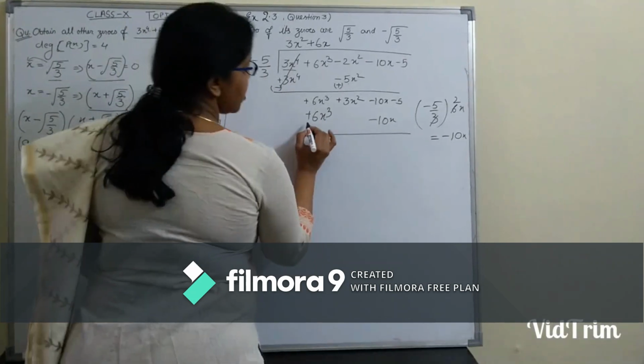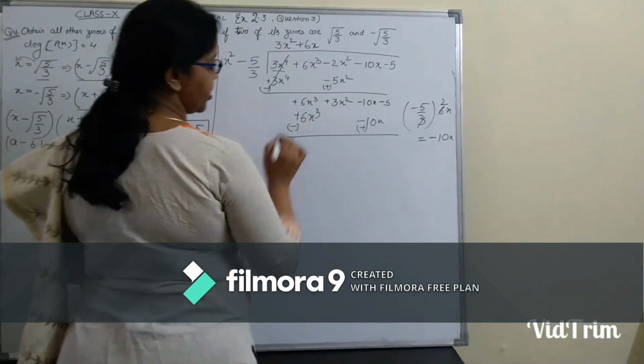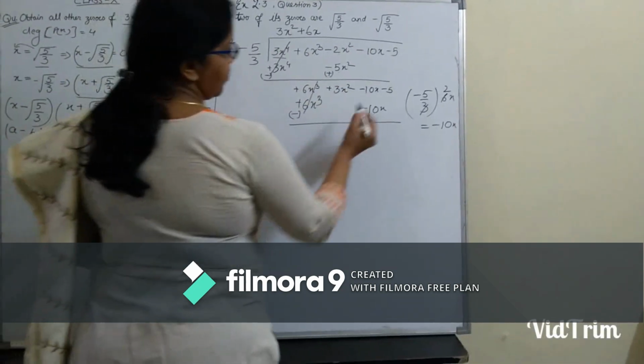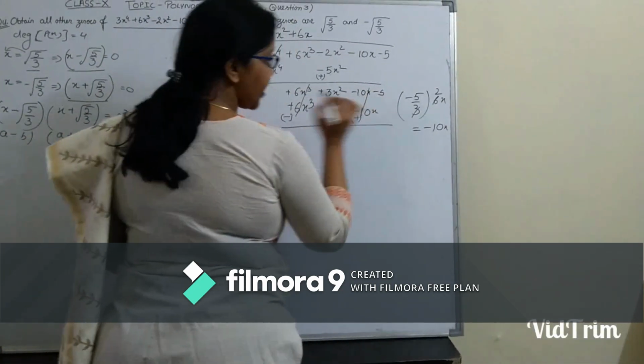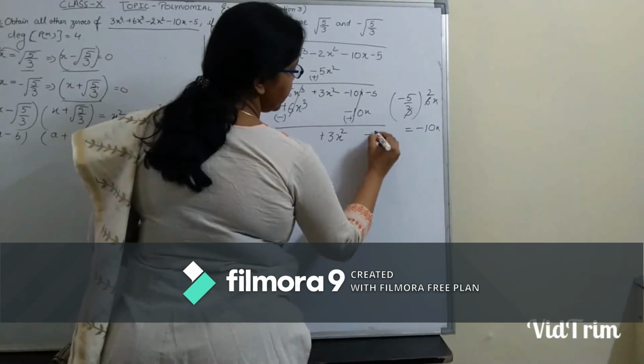Now again we will change the sign. It is positive. It will become negative. This is negative. It will become positive. These two will get cancelled. And here we can see these two are also getting cancelled. Now we are left with plus 3x square minus 5.